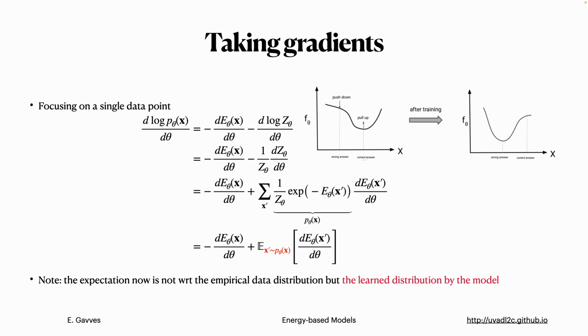And now from this step to this step, we simply replace the normalization constant with its actual formula. So it's the marginalization over all inputs x prime of the exponential of the minus energy, and then the derivative of that energy function. Is this clear?